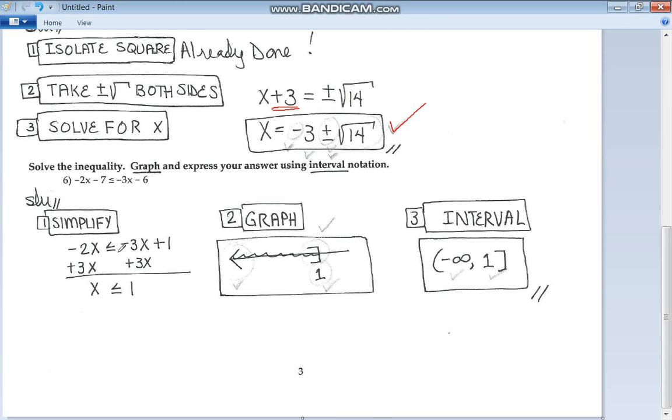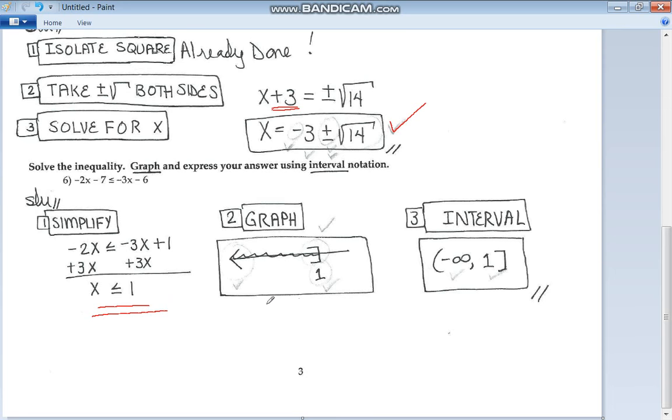Step 1, we're going to simplify, which means we're going to get x alone on the left side. That's what it means to simplify an inequality, get x alone on the left side. So we move the 7 over, the negative 7, by adding it to both sides. And then we move this negative 3x over by adding it to both sides. And we end up with x is less than or equal to 1. That's the simplified version of the inequality, x alone on the left side.